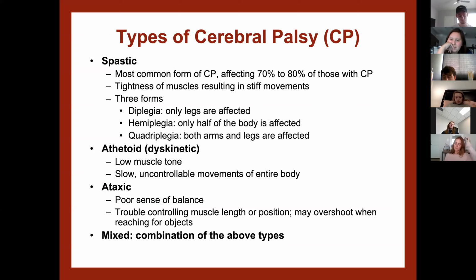Know the difference in these three. Make a note of that. Ataxic cerebral palsy, they have a poor sense of balance and trouble controlling muscular length or position. So again, like I talked about with the cup, they may overshoot when they're reaching for an object. And then there's mixed cerebral palsy, which is a combination of all the above.